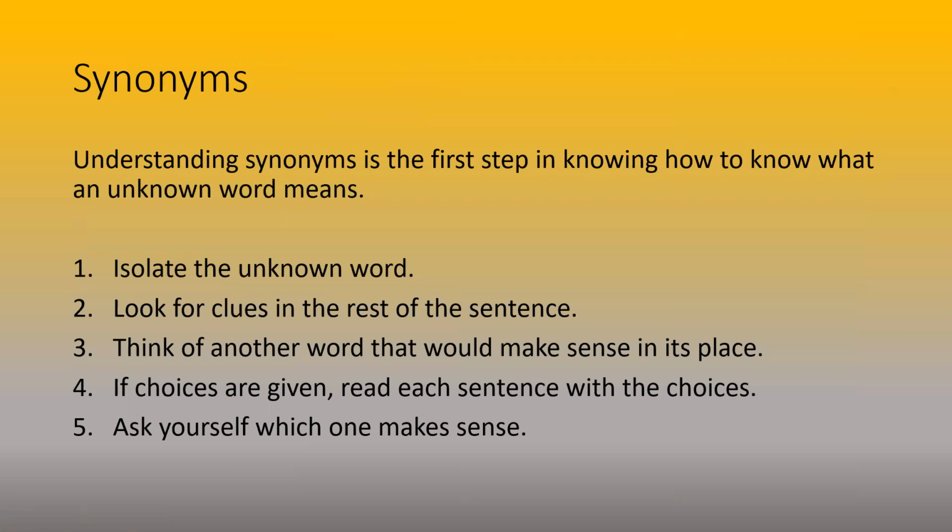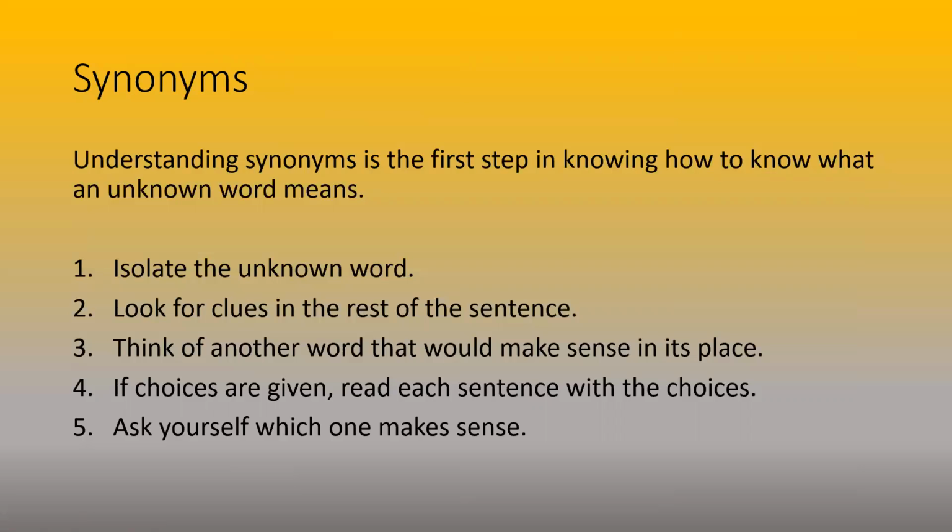So understanding synonyms is the first step in knowing what an unknown word means. There are some steps you can follow if you'd like to. Step 1, isolate the unknown word. In our page, you'll see that it's underlined. The second step will be look for clues in the rest of the sentence. Step 3, think of another word that would make sense in its place. That essentially is what a synonym is. If choices are given, then you can go back and read each sentence with those choices in the underlined word's place. Then ask yourself, which one makes sense?